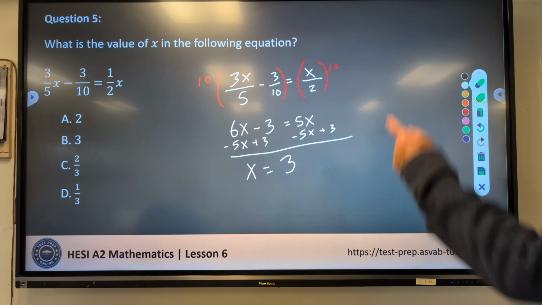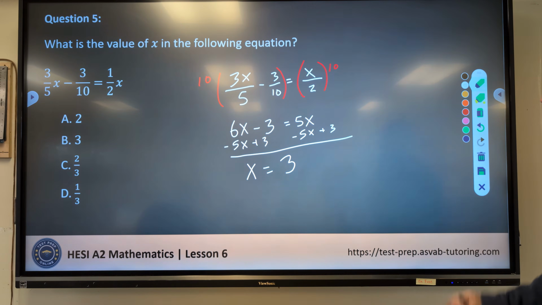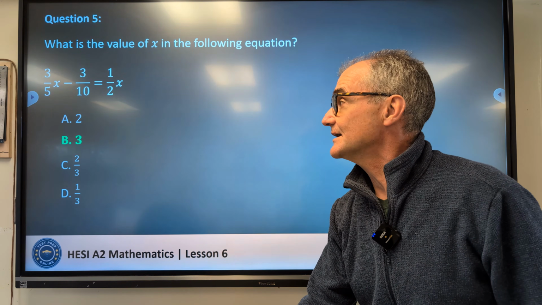What's the value of x? Answer B, x is equal to 3. A lot of ways to have done that problem. That's just one.